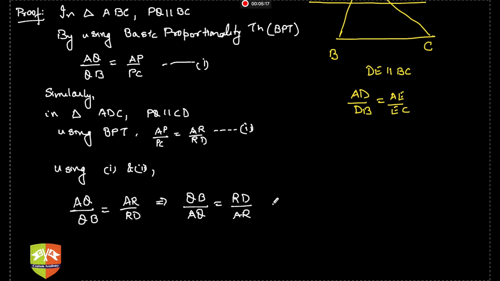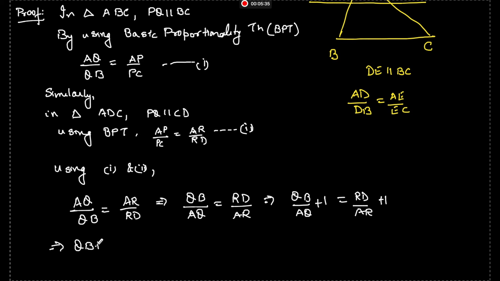Why did I do this? You'll get to understand in a moment. Now what you do is add 1 to both sides. So QB by AQ plus 1 is equal to RD upon AR plus 1. And this will lead to QB plus AQ divided by AQ is equal to RD plus AR divided by AR. Now let's have a glimpse of the picture so that you can understand it better.